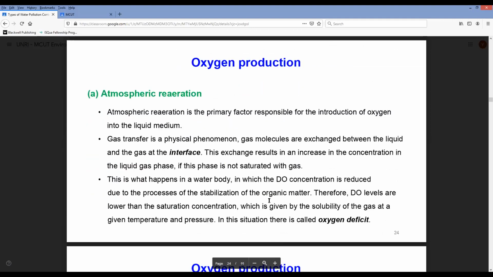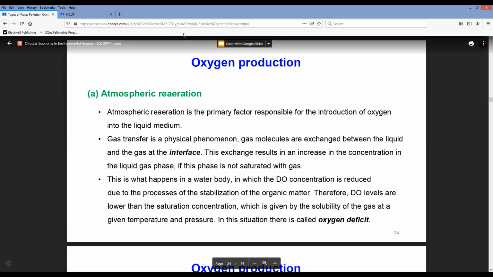And then this is oxygen production. The first one is called osmotic reaction. The first part, osmotic reaction, is the primary factor responsible for the introduction of the oxygen into the liquid medium. And then the second one is the gas transfer.